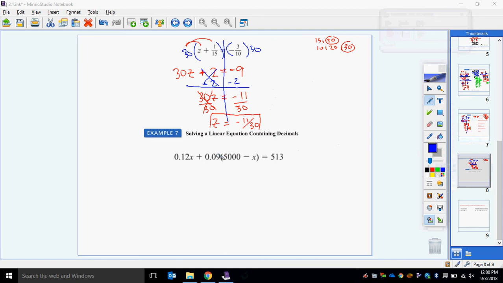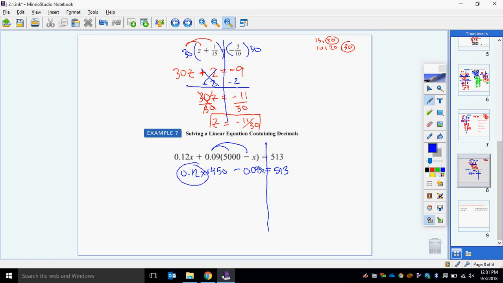Sometimes our equations are involving decimals, so again, there's two different ways to do it. You can just leave them as decimals and solve just like you normally would. We have to distribute here to get rid of our parentheses. So 0.09 times 5,000 would give you 450. And then 0.09 times negative x would be negative 0.09x. And then drop down your 0.12x.